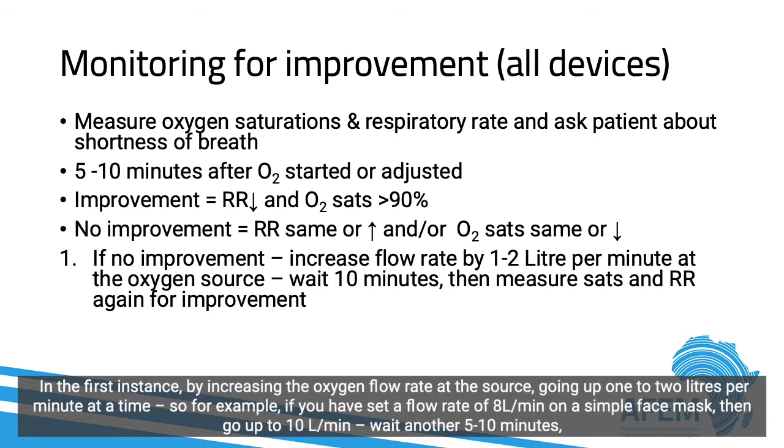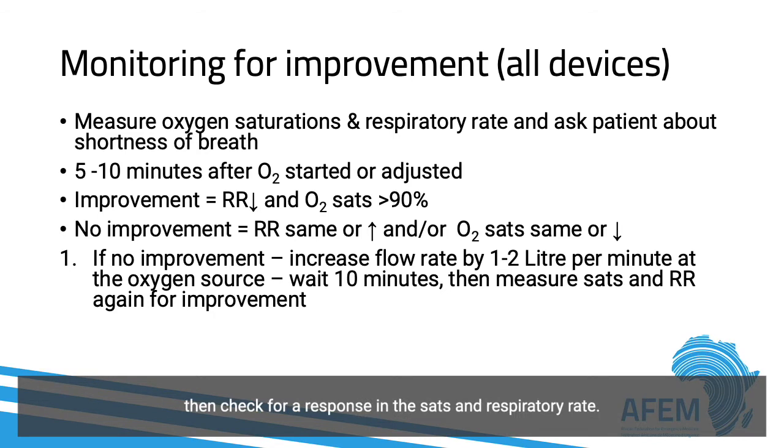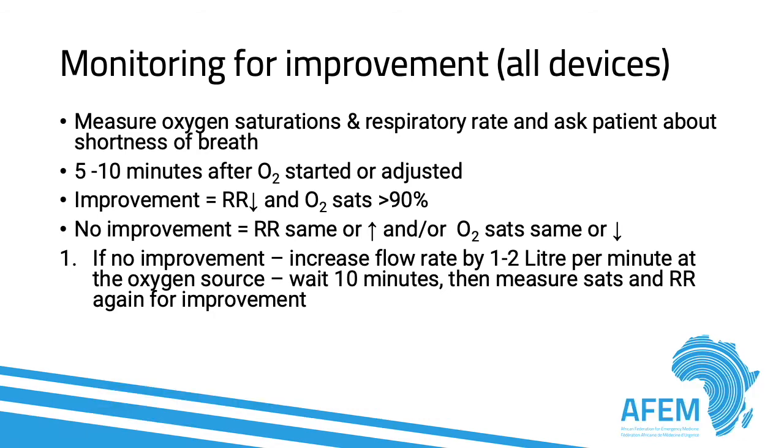In the first instance, by increasing the oxygen flow rate at the source, going up 1 to 2 liters per minute at a time. So, for example, if you have set a flow rate of 8 liters per minute on a simple face mask, then go up to 10 liters per minute. Wait another 5 to 10 minutes, then check for a response in the SAT and respiratory rate.